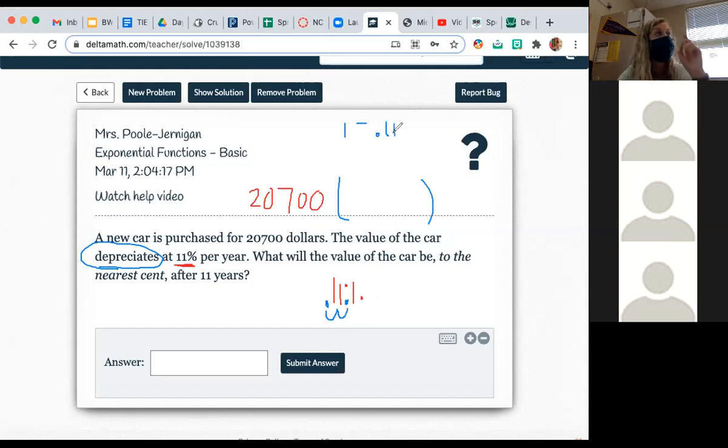Because it starts off at a whole 1. It starts off at 100%. So what is 1 minus 0.11? Think about 100% minus 11%. What would that be? 89. So this factor, y'all, should be 0.89. And then it says after 11 years, so you're going to raise it to the 11th. This is what you should have typed into Desmos. Does that help?